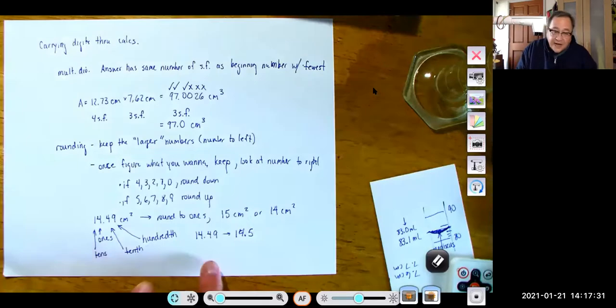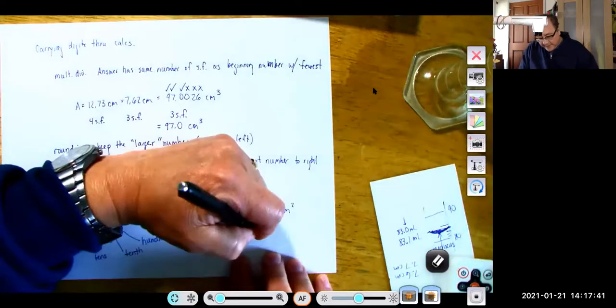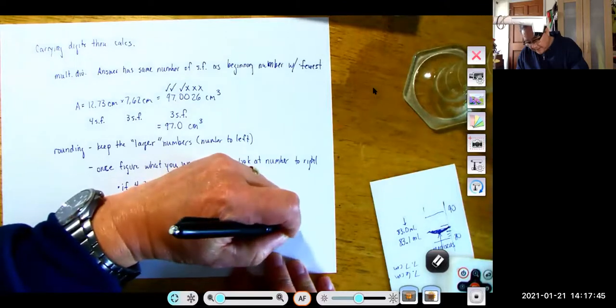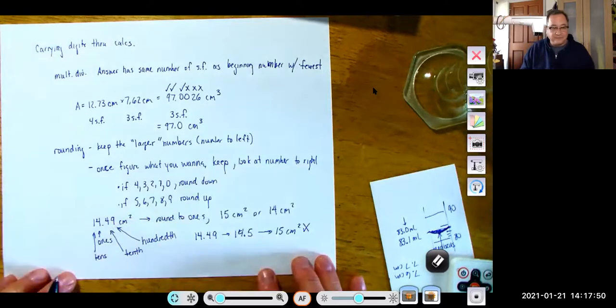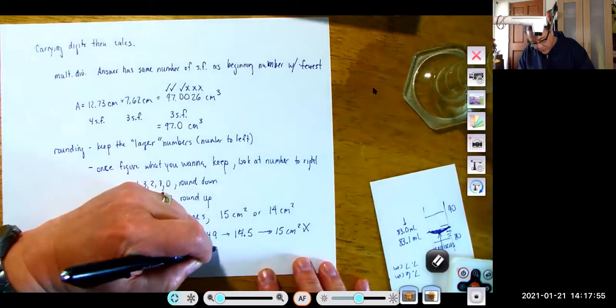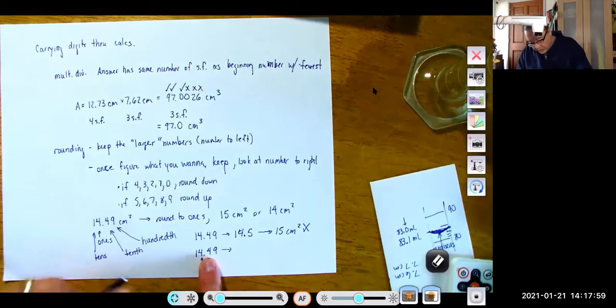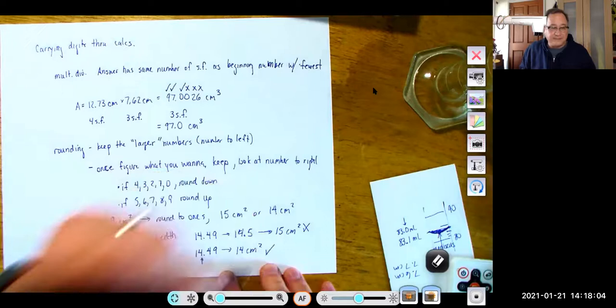They think that the 9 makes the 4 into a 5 because with the 9 you clearly round up. And then the 5 makes the 14 a 15, and they think that that's correct, and it's not. Here's how you do it. If we're going to round here, we look just at that next number. It's a 4, so this is 14 centimeters squared, and this is correct.